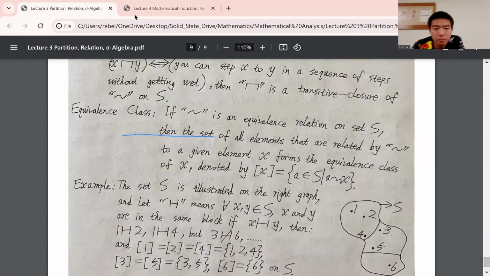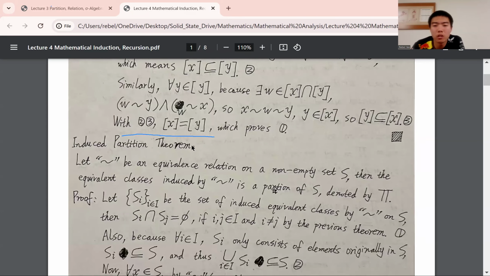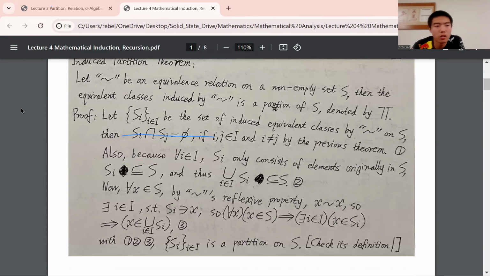This theorem proves the equivalence relation, and if the classes are not equal, then they must be disjoint. So the first property of the partition set is already proved. And for the second one, you need to prove that the union of all Si is equal to S.